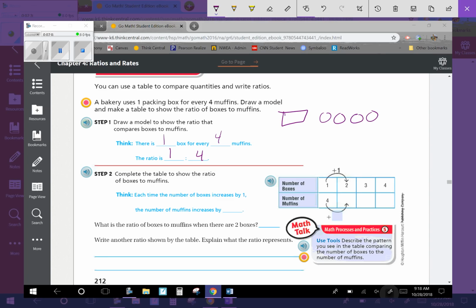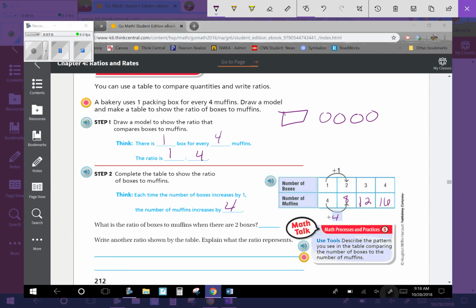Step 2, complete the table to show the ratio of boxes to muffins. So each time the number of boxes increases by 1, so 2 boxes, 3 boxes, 4 boxes, the number of muffins is going to increase by what? Well, that's going to increase by how many are in each box, which is 4. So we're going to add 4 each time. So 4 plus 4 is 8, plus 4 is 12, 12 plus 4 is 16.